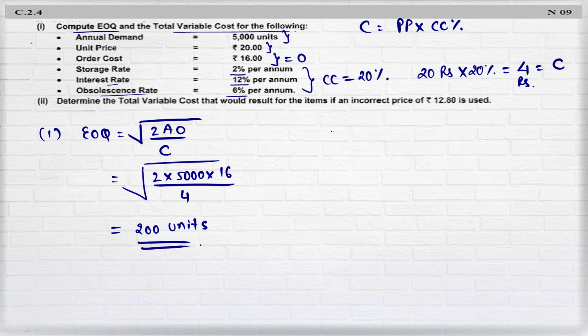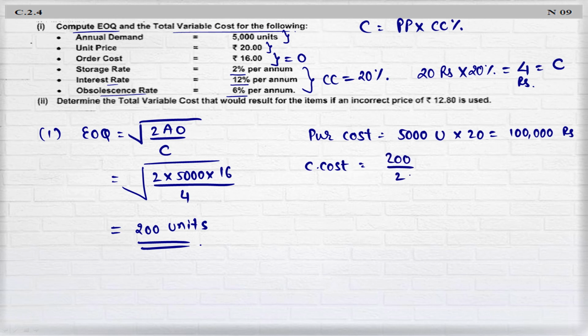Find out the total variable cost. Purchase cost: 5,000 units into 20 will be 1 lakh rupees. Carrying cost will be 200 divided by 2 into 4, which is 400 rupees, and ordering cost is 5,000 divided by 200 into 16, which should be 400.